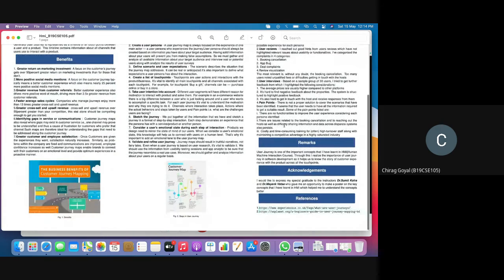After learning this project, the remark I have is that user journey is one of the most important concepts that I learned in the complete HMI course, which is CSL 2020 basically. I realized the importance of user journey in software development. What is the importance of user journey in software development, what role it plays, and how to know the story of user experience with the product across all the touchpoints.